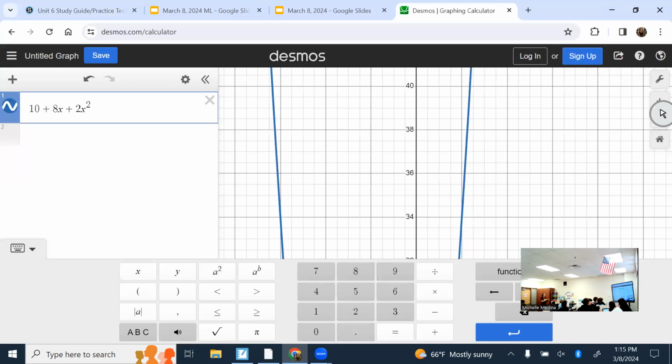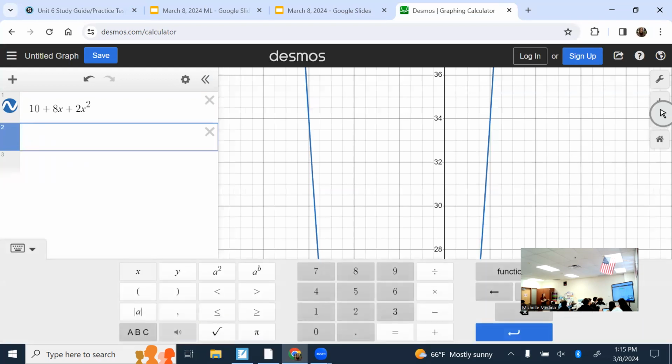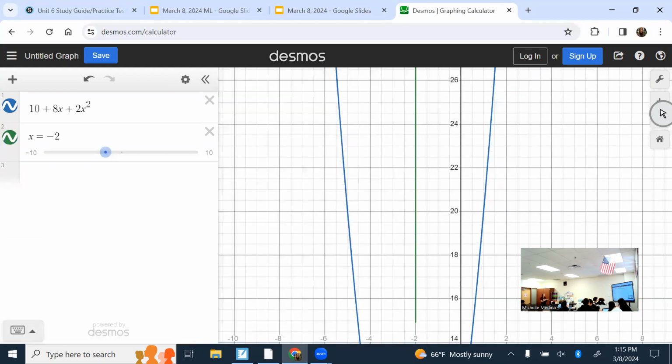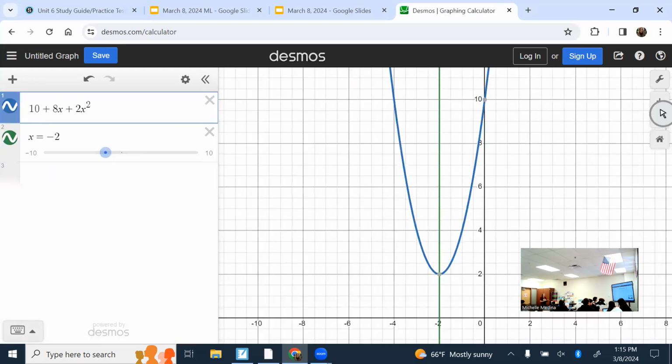Okay, so I graph my given equation, and I'm also going to graph my line of symmetry equation, the x equals negative 2 that I told you the answer would be once we calculated it. And look, it's giving me a line right down the middle, so that's how I know I did it right.